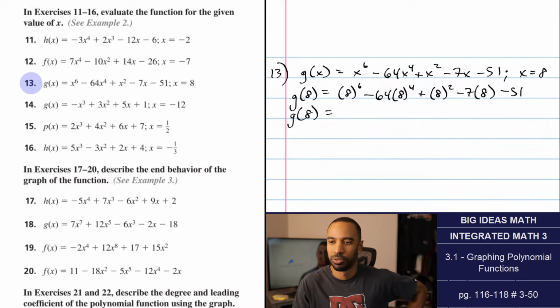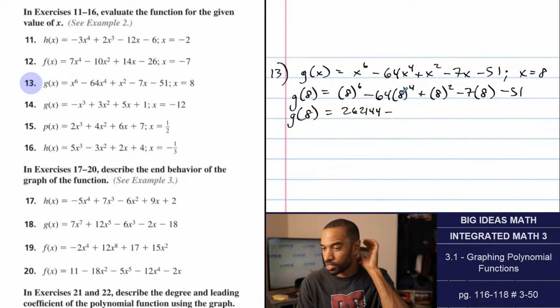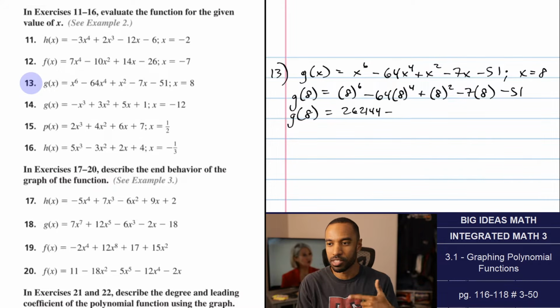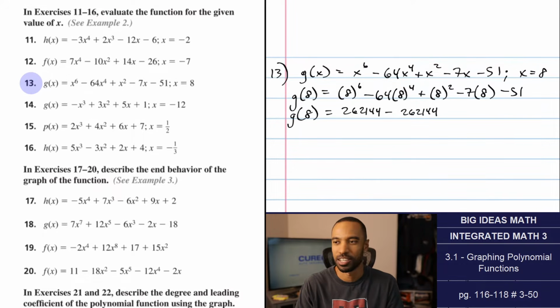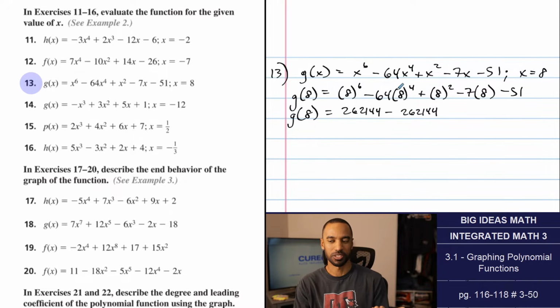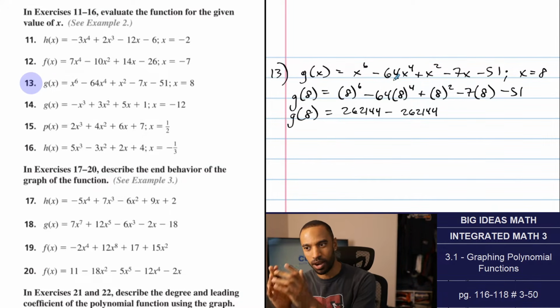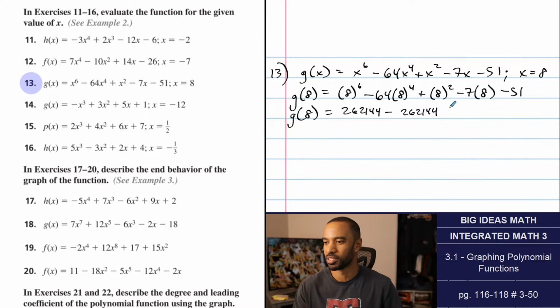All right, 262,144 minus, I think this is the same number twice, because 64 is 8 squared times 8 to the 4th. I think we're going to get minus 262,144. This might be one where it's like, who cares? Let me triple check that I know what I'm talking about. 8 to the 4th. Yes, it is. Who cares what these numbers are? They cancel each other out. Remember, 64 is 8 squared. 8 squared times 8 to the 4th is 8 to the 6th.